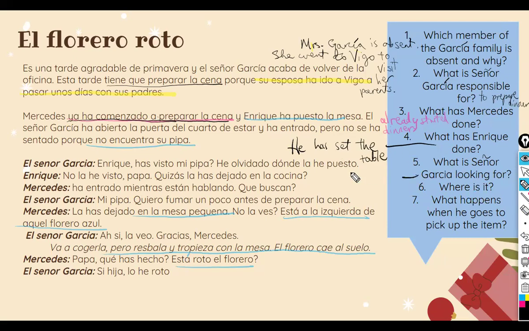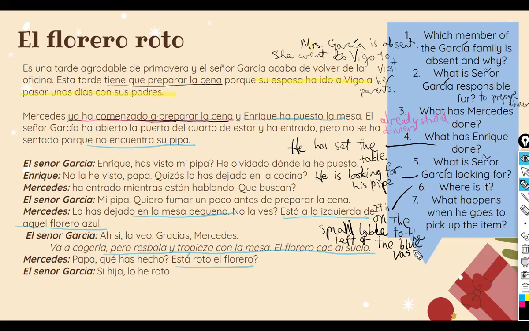What is Senor Garcia looking for? He is looking for a pipe, his pipe. Where is it? So this answer is a little more complicated. It is on the small table to the left of the blue vase, right?